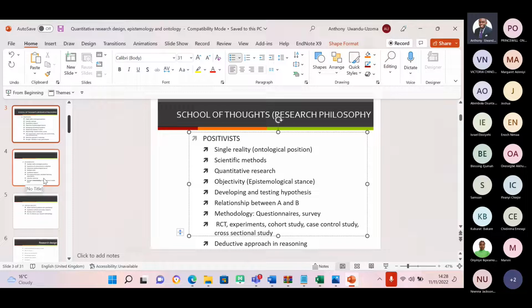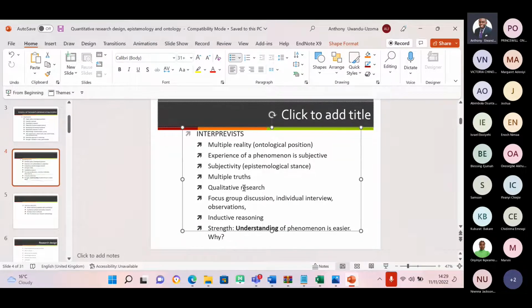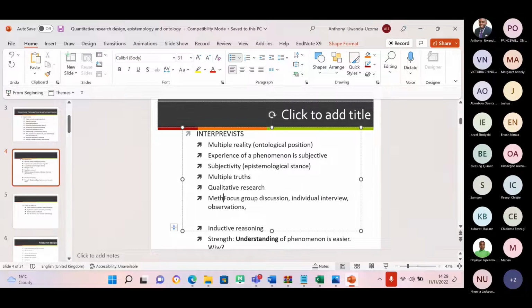While here, how will I collect my data? My methodology here will be focus group discussion, individual interviews, observations. So that is methodology.